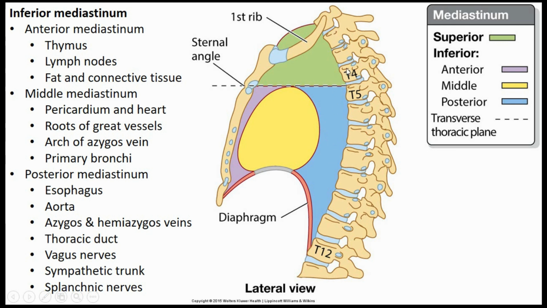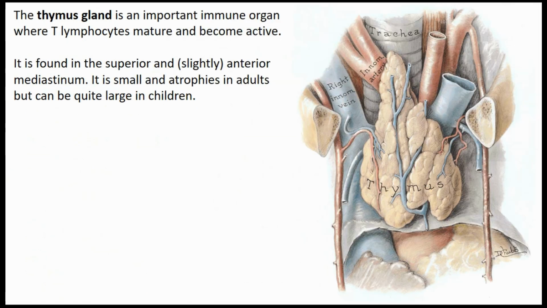And then on either side of the vertebra we'll have the sympathetic trunk, and they're going to give off splanchnic nerves that are going to go to the various organs in the abdomen. More on them later when we talk about the autonomics related to the thorax and abdominal and pelvic organs.